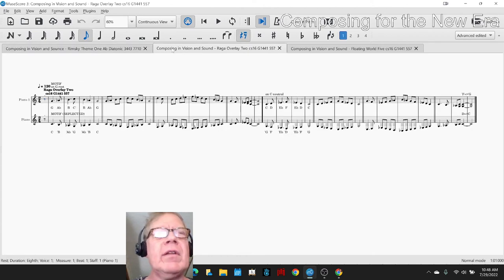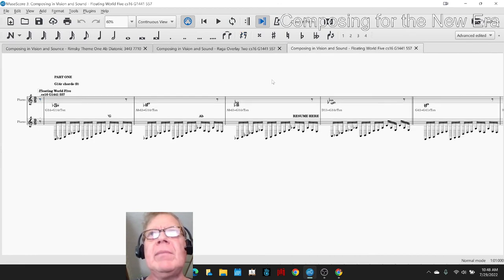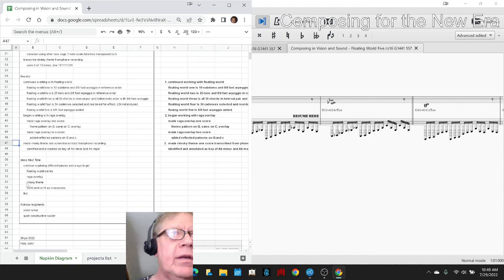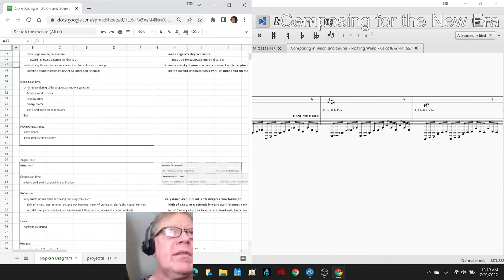Then Raga Overlay 2 is back to the custom scale 16, and Floating World 5 is custom scale 16. So our ideas for next time are to continue exploring the different pieces and the ways to gel, and our good old friend, to be determined.